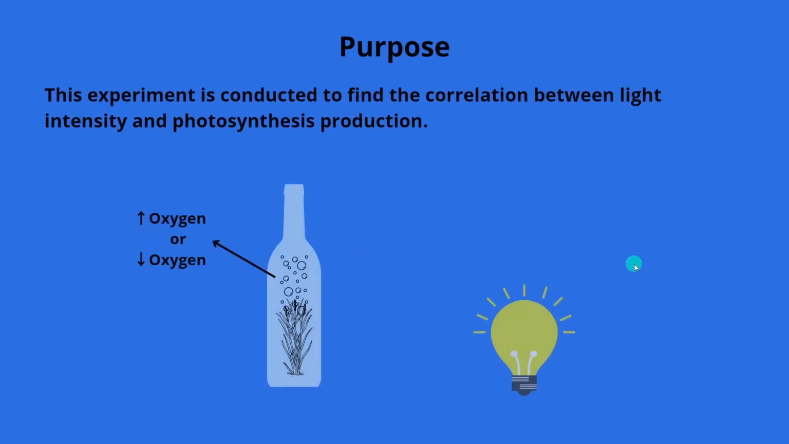Now, secondly, is the purpose of this experiment. This experiment is conducted to find the correlation between light intensity and photosynthesis production. This is mainly to find whether the oxygen production will increase or decrease if light intensity is changed through changing the distance from the light source.